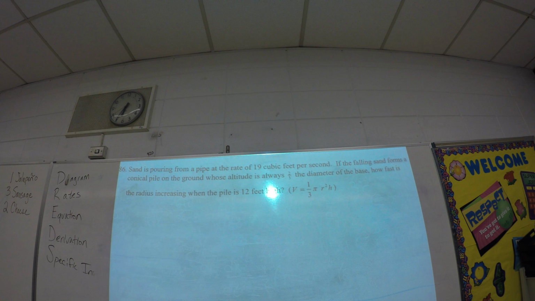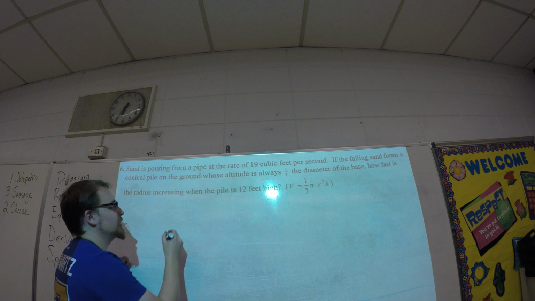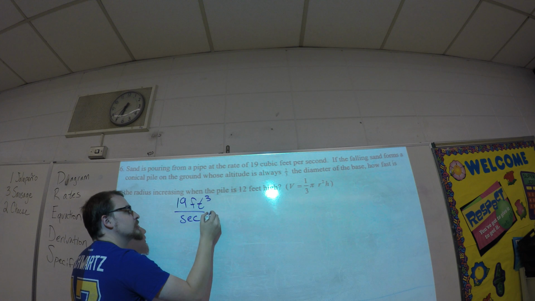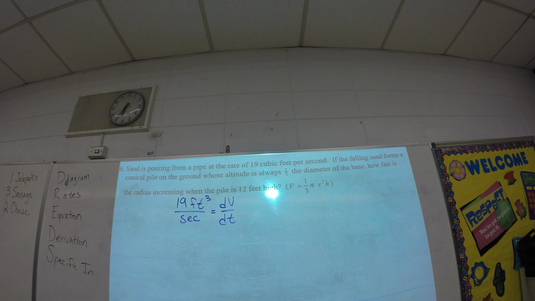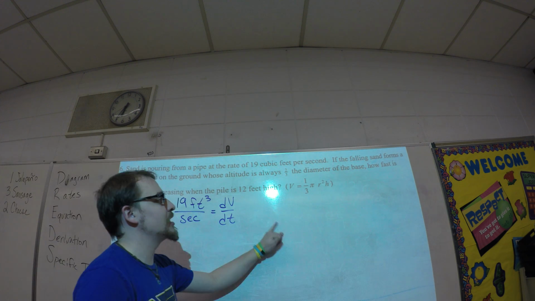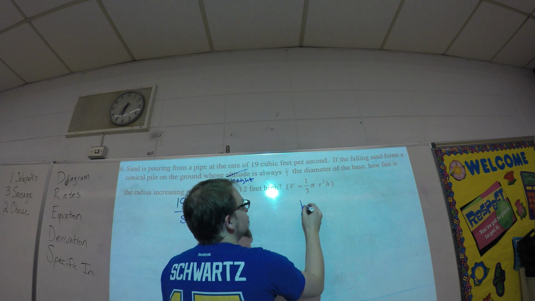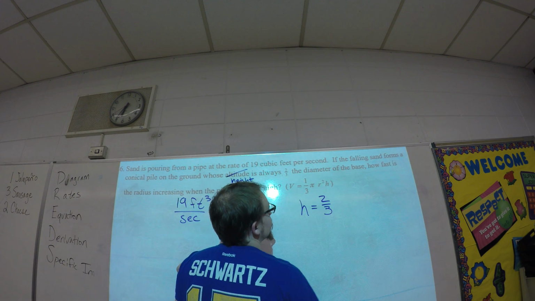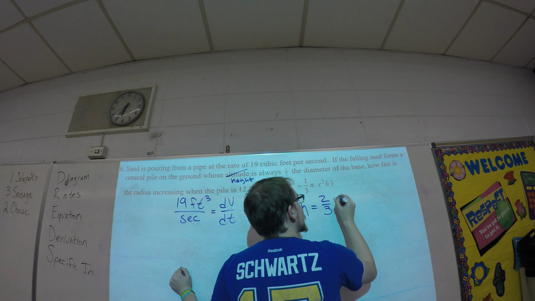86, real quick. Sand pouring from a pipe at a rate of 19 cubic feet per second. Cubic feet, right? 19 cubic feet per second. What rate is that, you think? Change in volume over time. If the falling sand forms a conical pile on the ground whose altitude is always 2/3 the diameter of the base, altitude is just height, right? So height is equal sign. Is means equals. Always 2/3 the diameter. We'll use big D instead of little d because little d means change.